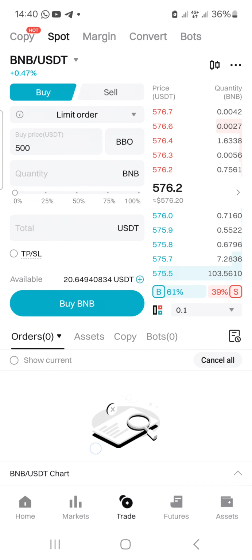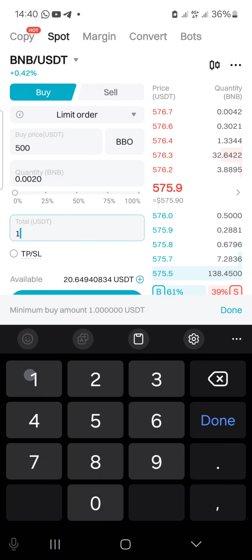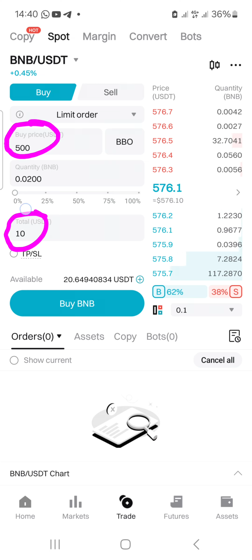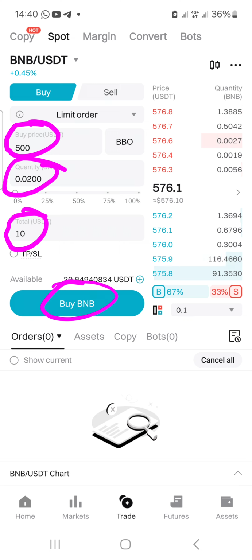Then, the amount you want to buy with, you input it here. Let's say we want to trade with $1,000, so you input your $1,000 here. If it's $10 you want to trade with, you input the $10 here. It now shows that if you are buying BNB at $500 with 10 USDT, you're going to get 0.02 BNB, and that parameter is okay. You now hit your buy button.